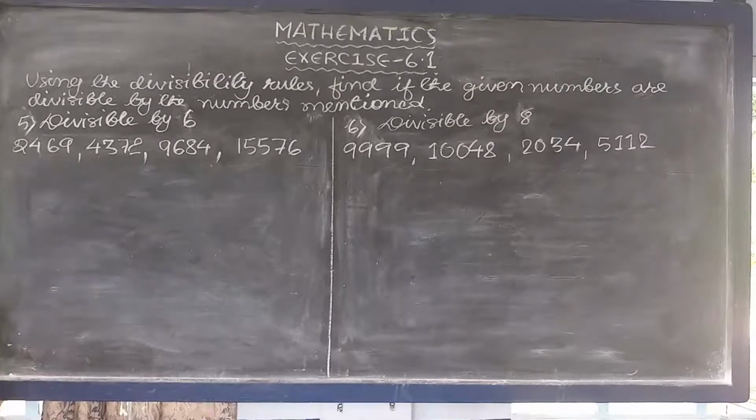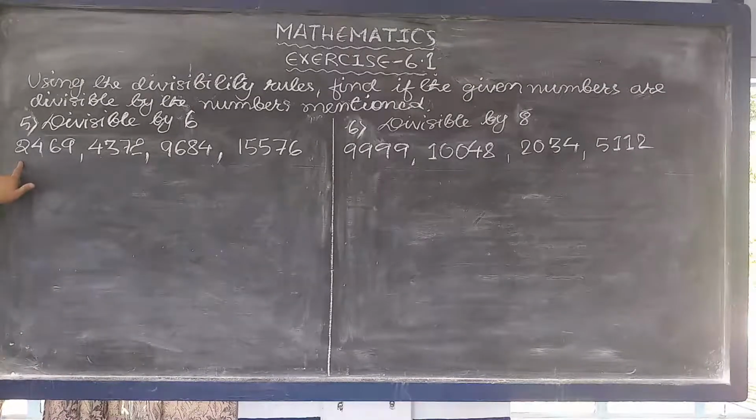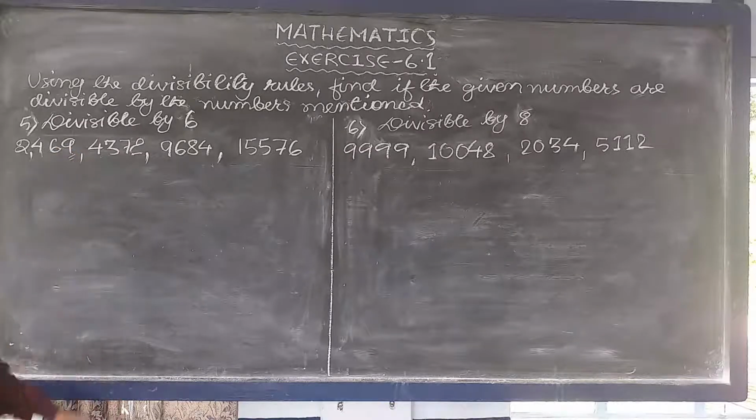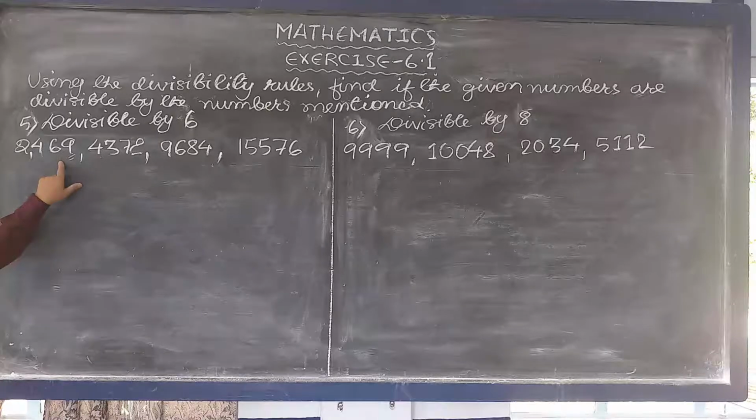As you can see here, first number, 2,469. There is 9 in ones place. It is not divisible by 2 because 9 is an odd number. Odd number is not divisible by 2. Here this number is not divisible by 2. That means this number is not divisible by 6.